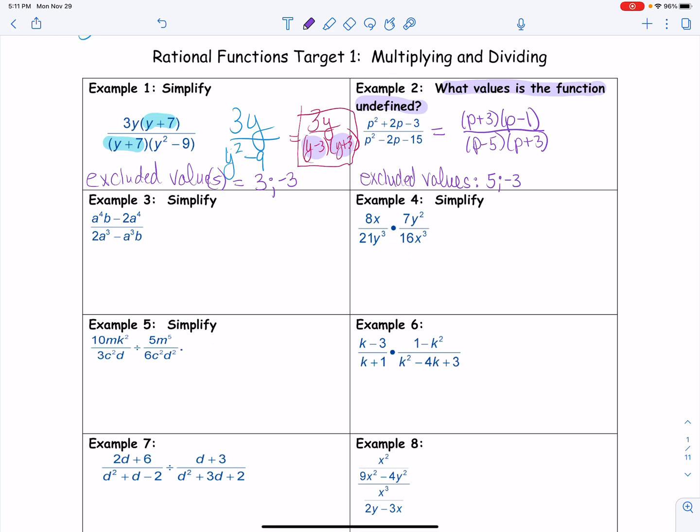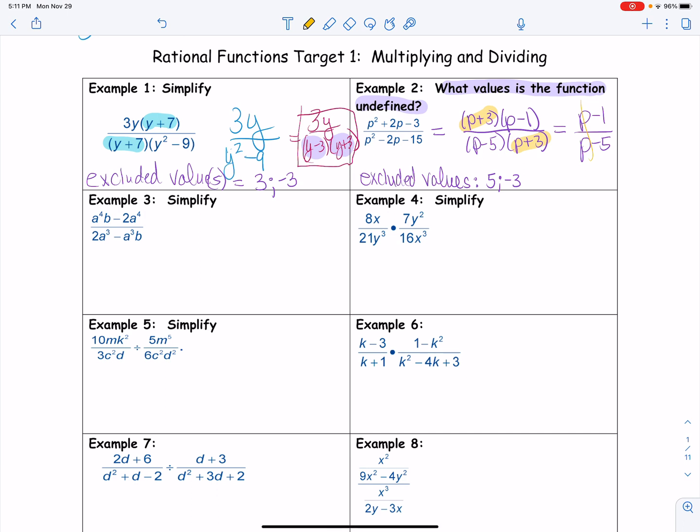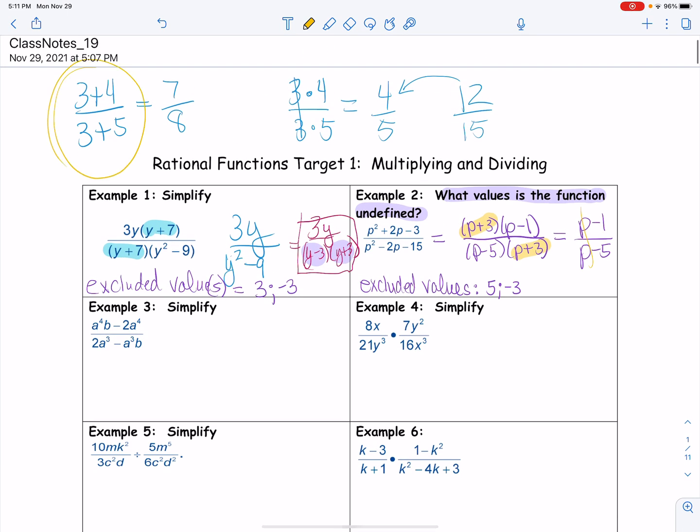Now, if they asked me to simplify this question, I'm going to go ahead and do that because we've already started. These would cancel, and those would divide to 1. I would have p minus 1 and p minus 5. A lot of you are like, ooh, the p's cancel. That's like doing this up here. You can't just cancel the 3s. That doesn't make any sense. You don't know what that value is, so you cannot cancel those. This is my answer: p minus 1 over p minus 5.